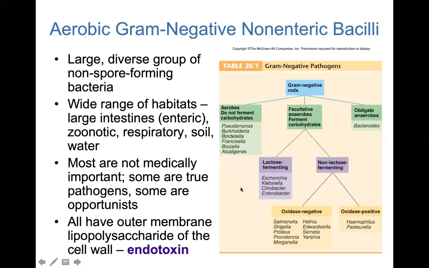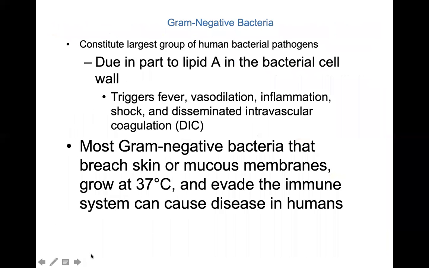Right? All have an outer membrane of lipopolysaccharide of the cell wall. This is an endotoxin. Remember, this is released when they die. This is that LPS, lipopolysaccharide. Okay. They constitute a large group of human bacterial pathogens due in part to lipid A in the bacterial cell wall.